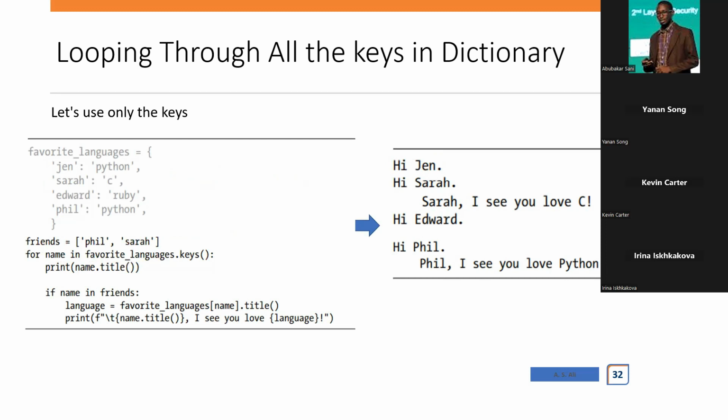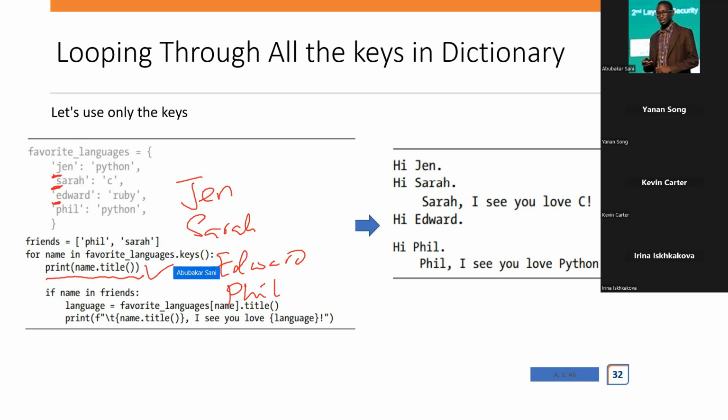Okay. So what did I do? I said print name dot title. So what does the title do? If you said name dot title, title will make the first letter uppercase. So here I will be printing Jane with J in caps, Sarah S in caps, Edward E in caps, and then Phil P in caps. Okay. So this is what this line will do for me.